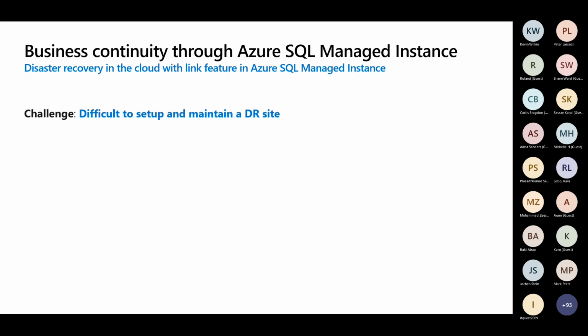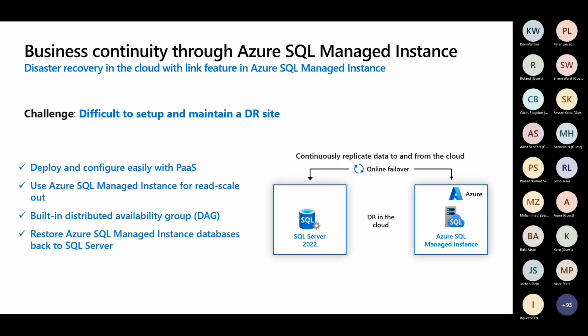So what I would like is the ability to have a solution where the DR site is managed. So what is managed SQL for us today? Well, it's Azure SQL Managed Instance. So what we're going to do with SQL Server 2022 is allow you to set up a disaster recovery site for SQL Server with Azure SQL Managed Instance. We're going to make it easy to deploy, easy to configure. You're going to be able to use Azure SQL Managed Instance for read scale while you're replicating data. And we're going to take advantage of built-in SQL capabilities, specifically distributed availability groups, without you having to set up a distributed availability group and maintain it.